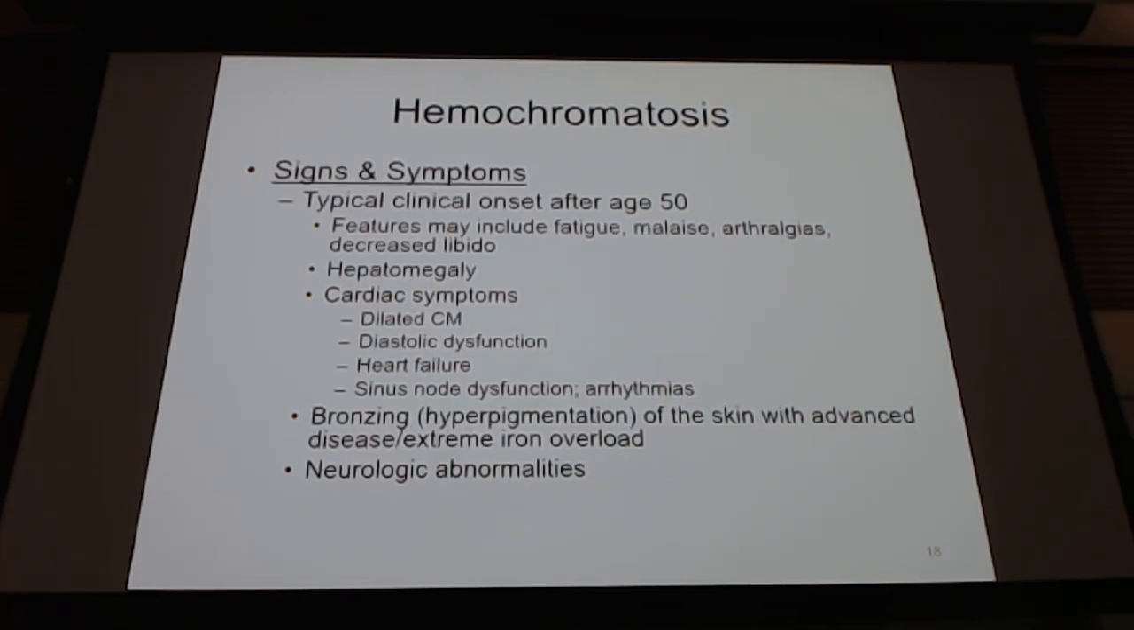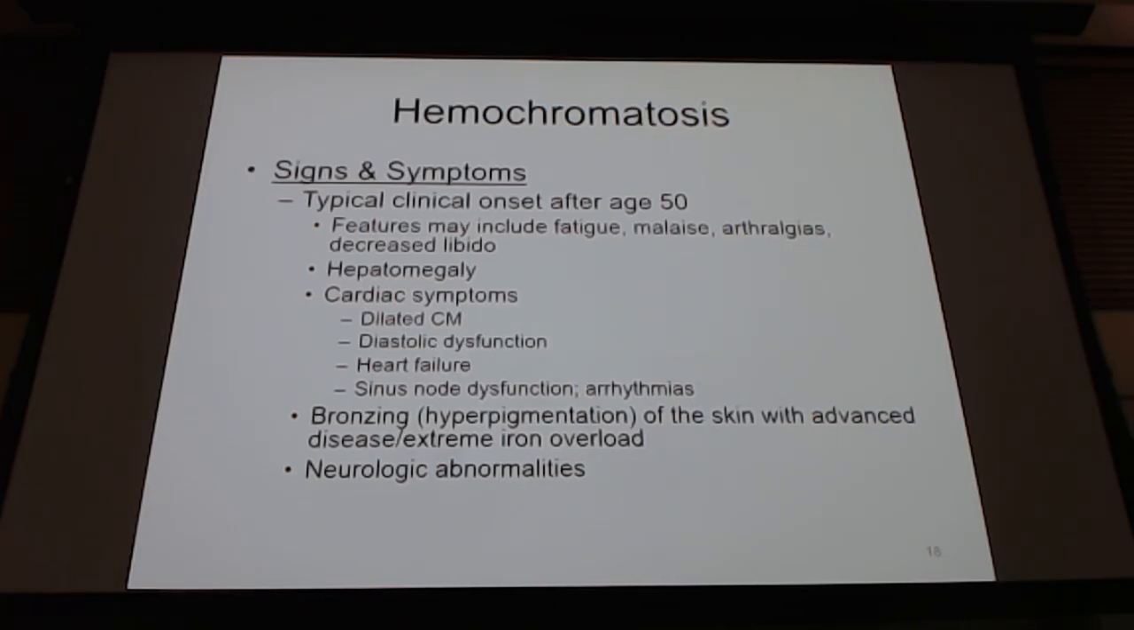It's depositing in the heart, so we can have cardiomyopathies, diastolic dysfunction, heart failure, and then unfortunately it can cause arrhythmias as well, because that iron is supposed to be there. If you look at these people, there's bronzing of the skin, so if you think about that, they look like a bodybuilder, but they have hemochromatosis. Neurologic abnormalities are how this can present as well.